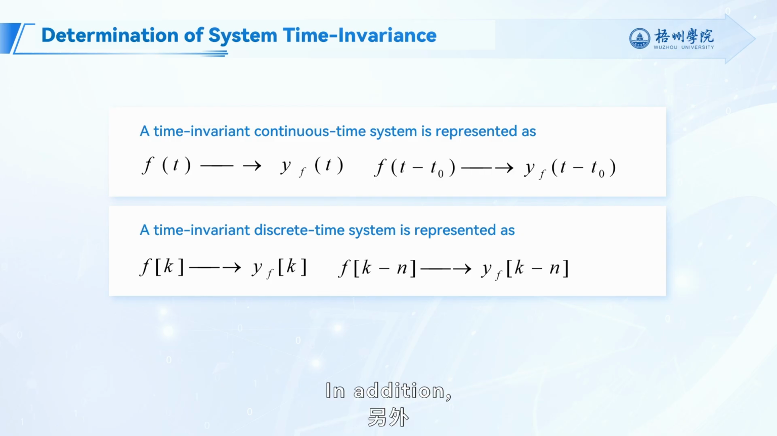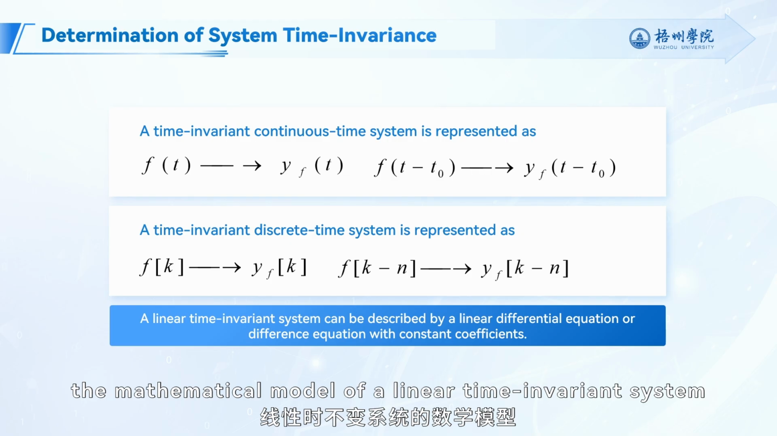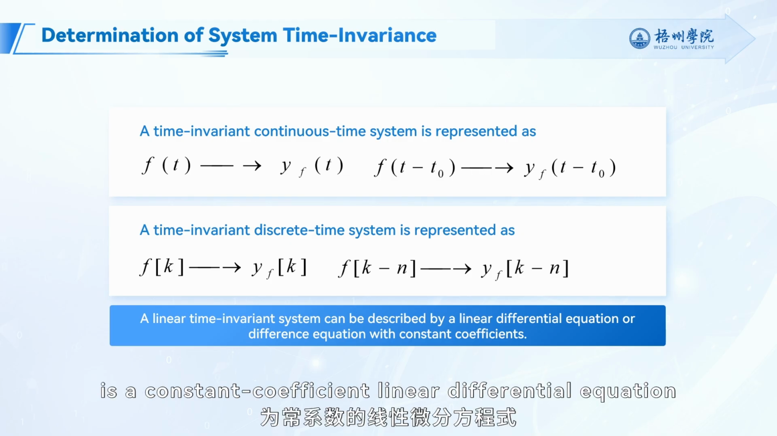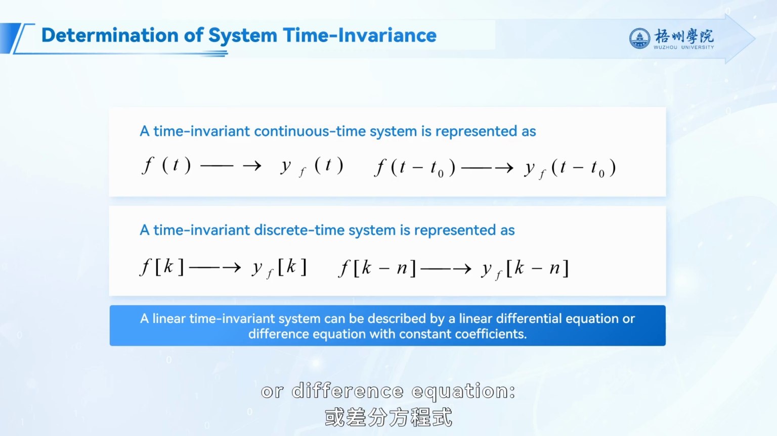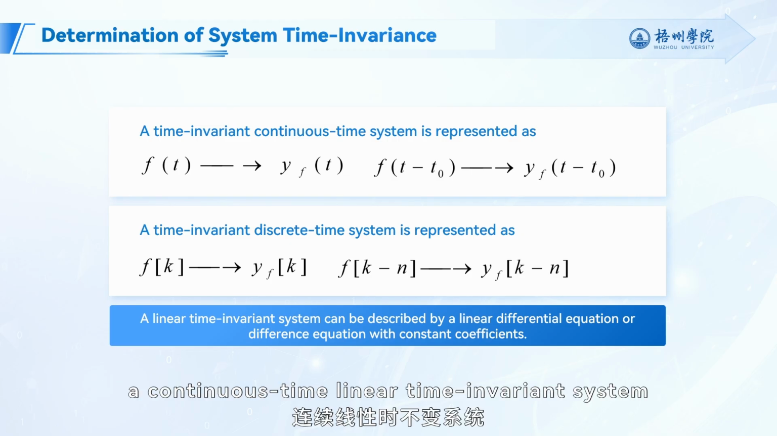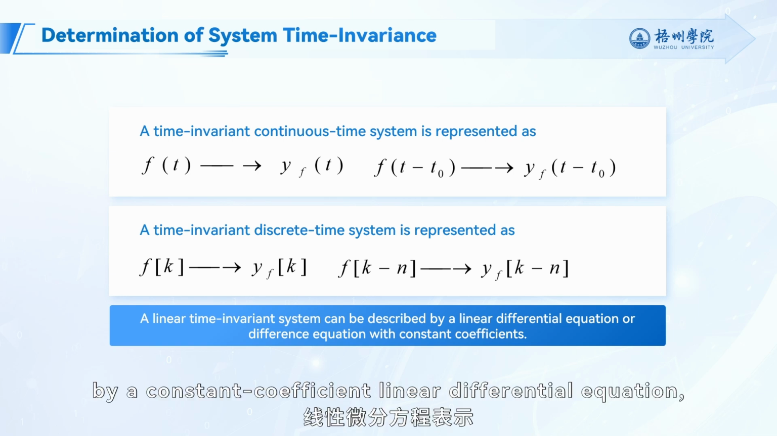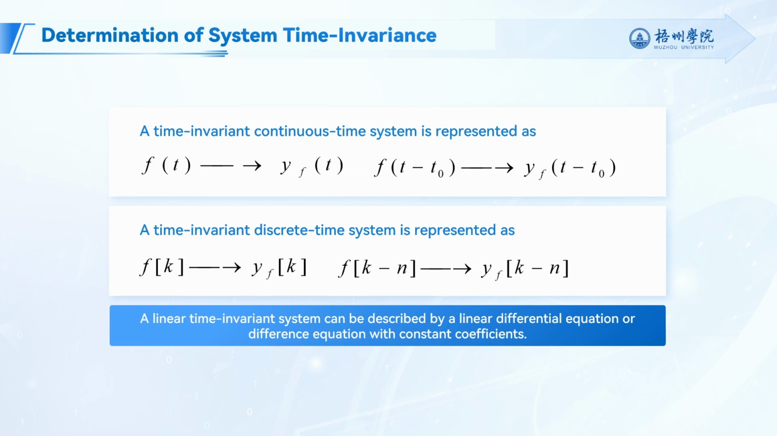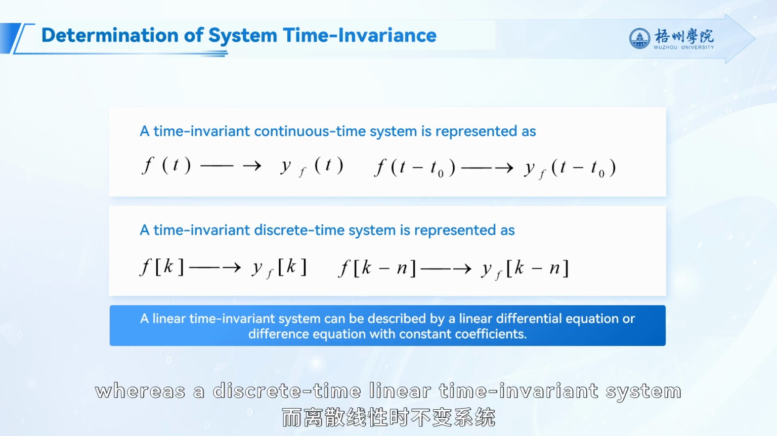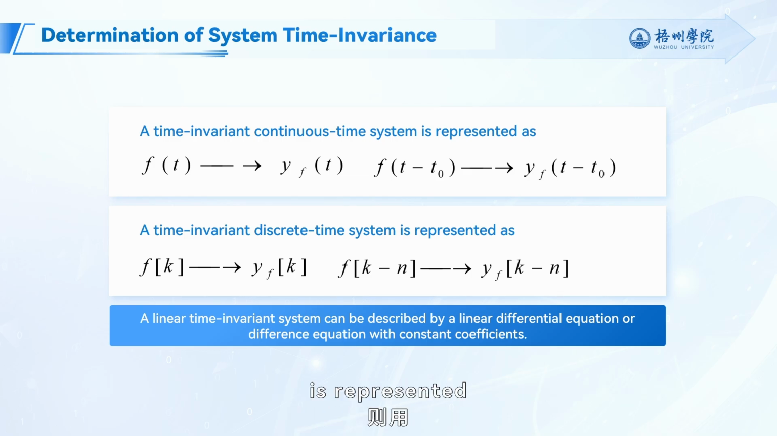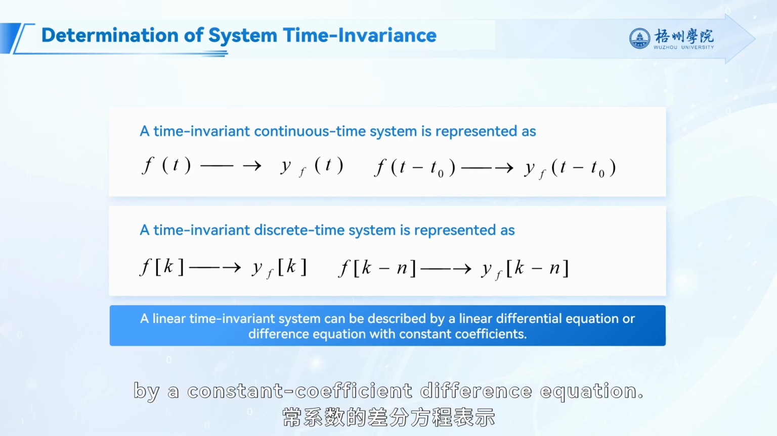In addition, the mathematical model of a linear time-invariant system is a constant coefficient linear differential equation or difference equation. A continuous time linear time-invariant system is represented by a constant coefficient linear differential equation, whereas a discrete time linear time-invariant system is represented by a constant coefficient difference equation.